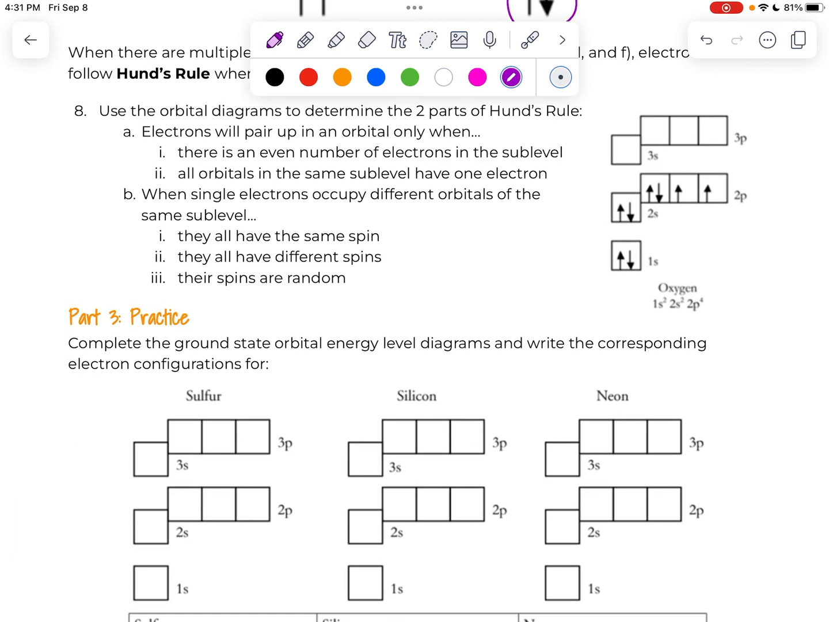Okay, here we go. Hopefully you figured out Aufbau. You've got Pauli exclusion. You've got Hund's rule now. We're going to put it all together and we're going to draw some ground state orbital diagrams. We're going to write some electron configurations. Here we go.